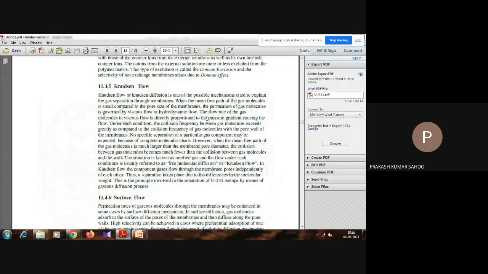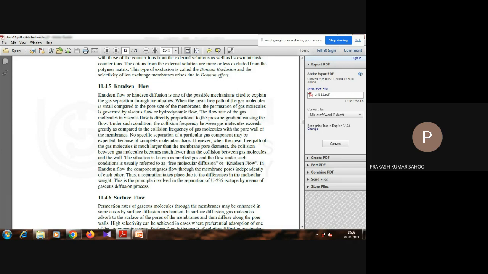Then we have flow like Knudsen flow. It is one of the possible mechanisms cited to explain the gas separation through membranes in the mean free path. When the mean free path of the gas molecule is small compared to the pore size of the membrane, the flow of gas molecules is governed by viscous flow or hydrodynamic flow.